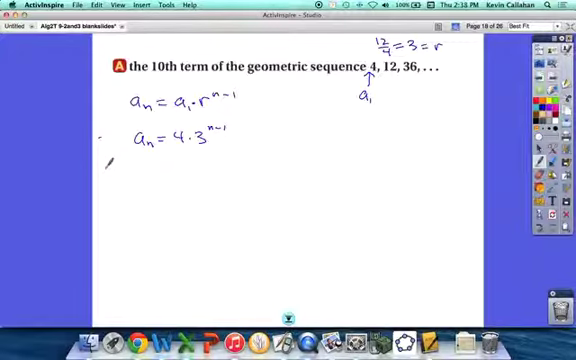Now we can find the 10th term. How do you find the 10th term? Put in n equals 10. Okay, so A10 equals 4 times 3 to the 10 minus 1. A10 equals 4 times 3 to the 9th. So that you have to put in the calculator, if you have one.